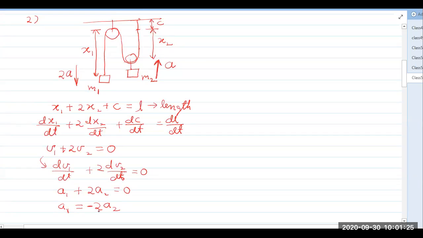Why double? Because we have got double. And why opposite? Because we have got minus. If this object is going up, this second object is going down. Okay, so in this way we can find the acceleration relation between the two objects. Okay, we will take some more examples. Suppose next example we take.